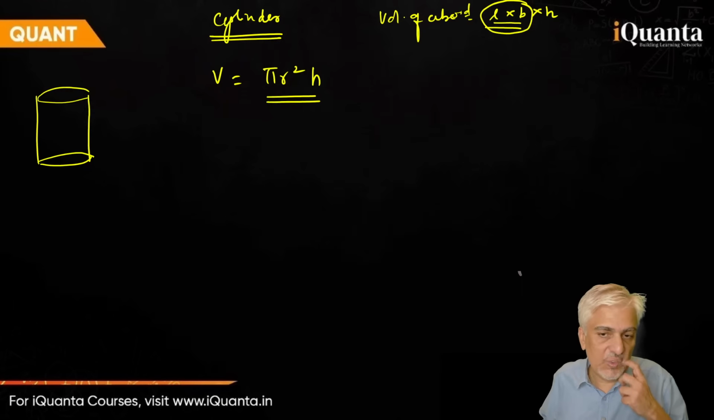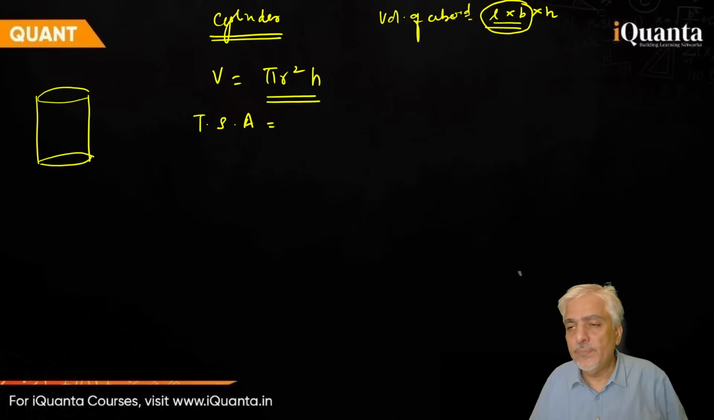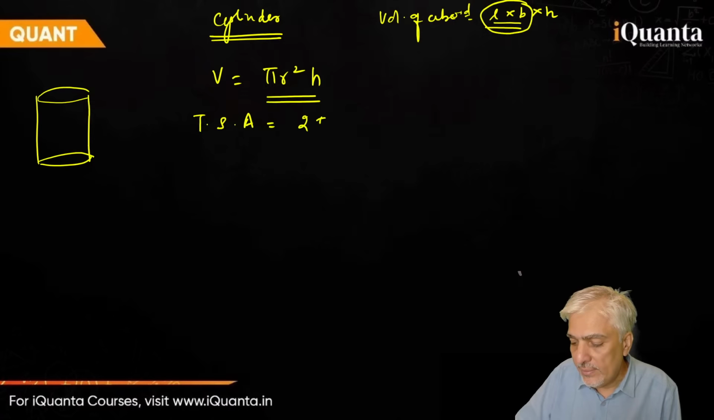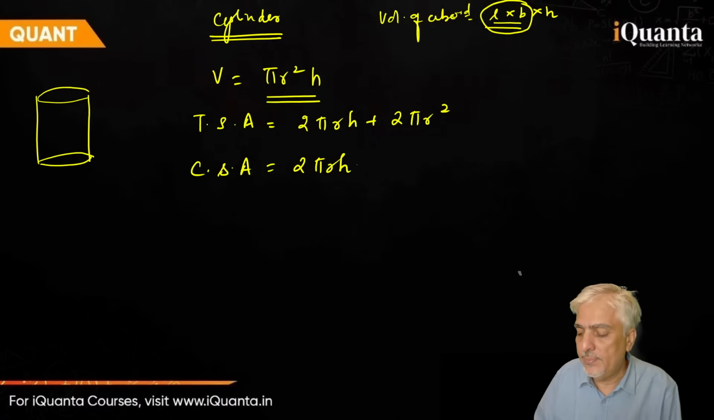What will be the total surface area? The area of the vertical faces, that is the perimeter, 2 pi r into h, plus 2 circles, 2 pi r square. And what we call the curved surface area is 2 pi r h.